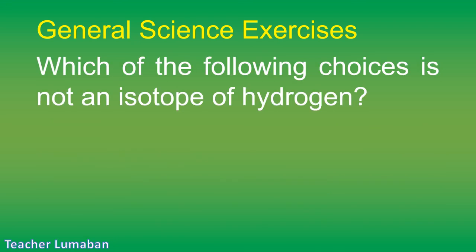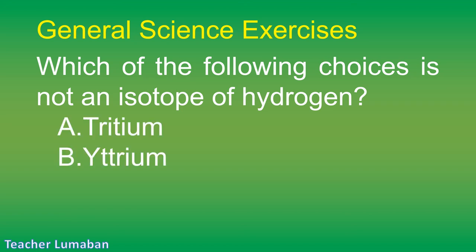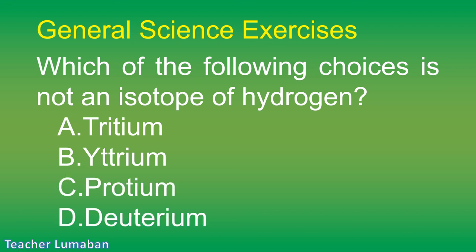Which of the following choices is not an isotope of hydrogen? Letter A, tritium. Letter B, yttrium. Letter C, protium. Letter D, deuterium.